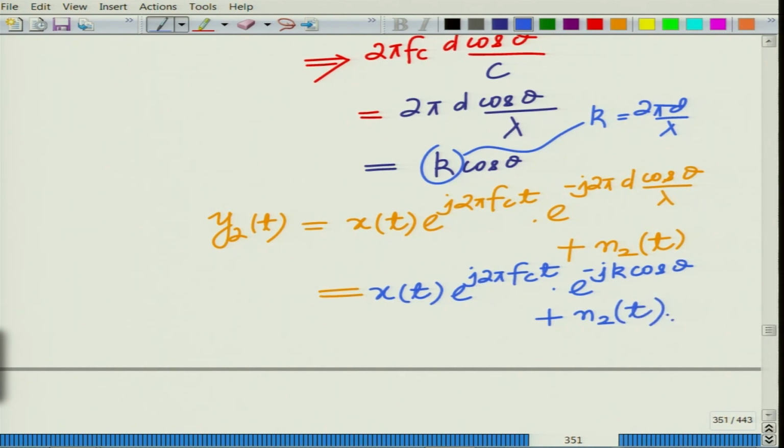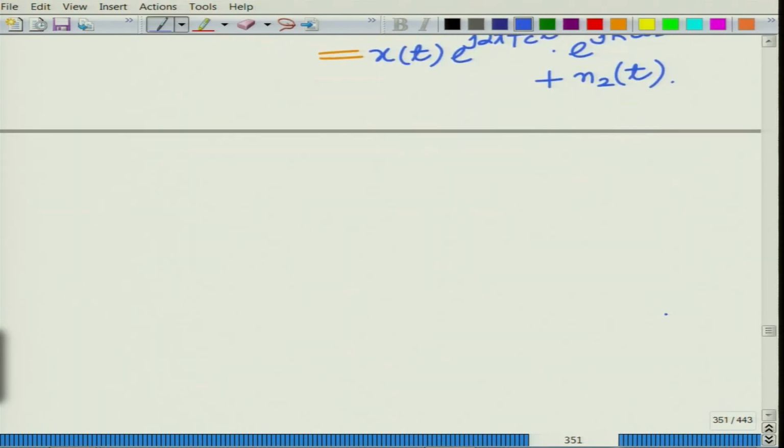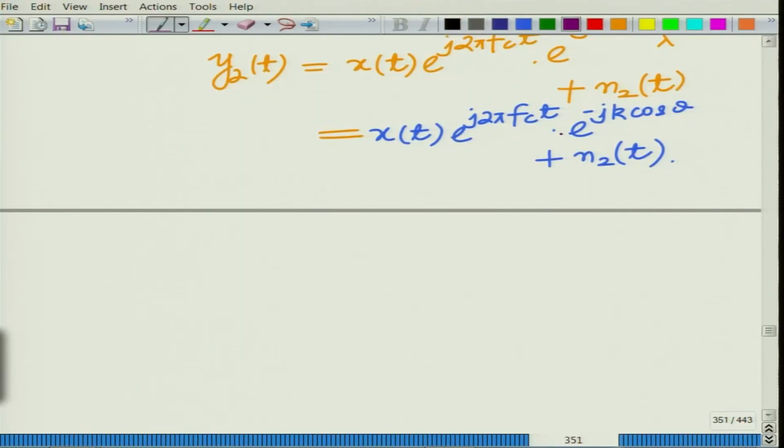Essentially we are using the property that the signal received at the second antenna is a delayed version of the signal received at the first antenna. In fact, that delay depends on the angle theta, because it depends on cosine theta, and it in turn translates into a phase difference. So, there is a phase difference, you can clearly see that in the received signal.